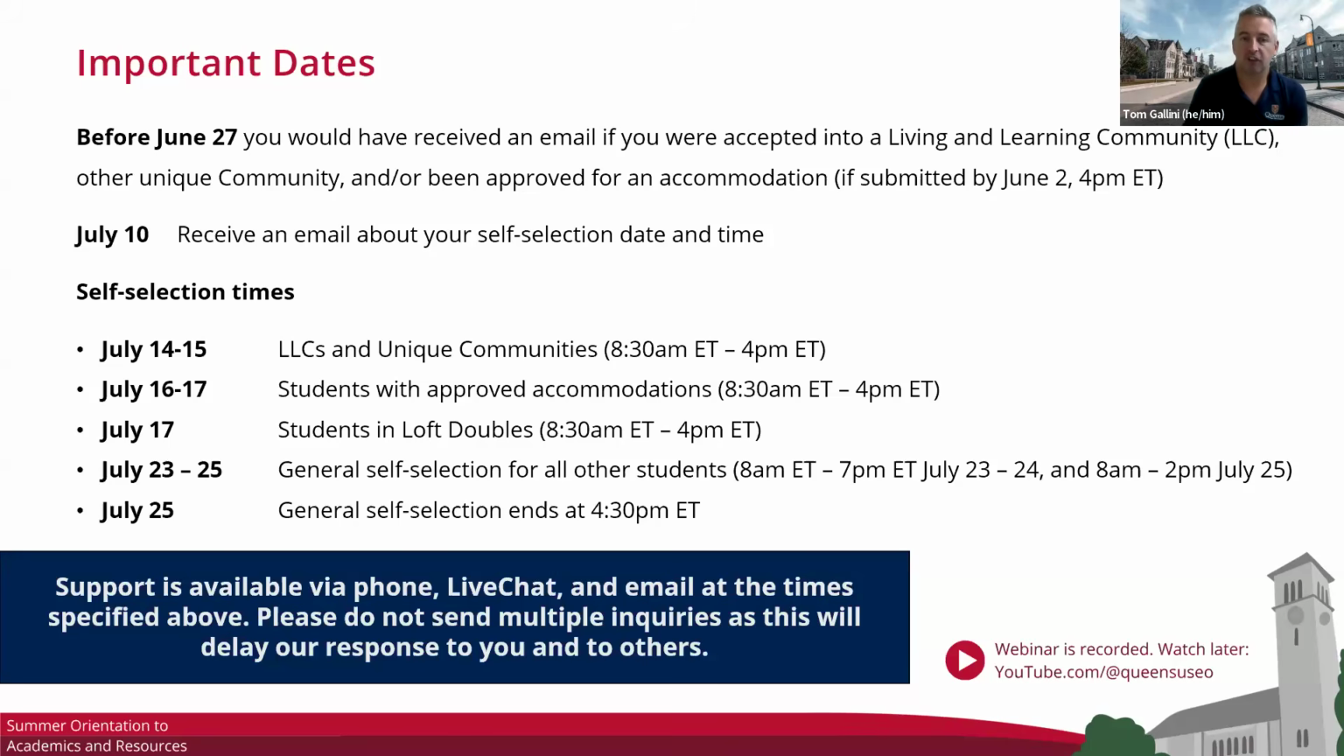General self-selection itself is going to be split out into a few different phases. Folks in living learning communities and unique communities are going to be kicking things off next week. And obviously, because you are living in a predefined community, a predefined residence building and floor, you will just see rooms in that location. So you only have access to rooms on that floor or floors. We did share that information on the website and in the application and in the email that we sent out a couple of weeks ago. So hopefully you're aware of where you're going to be living.